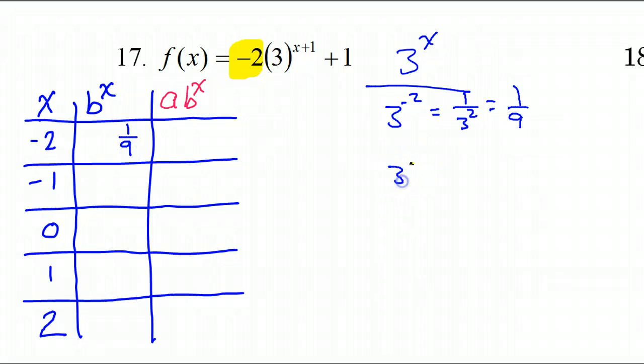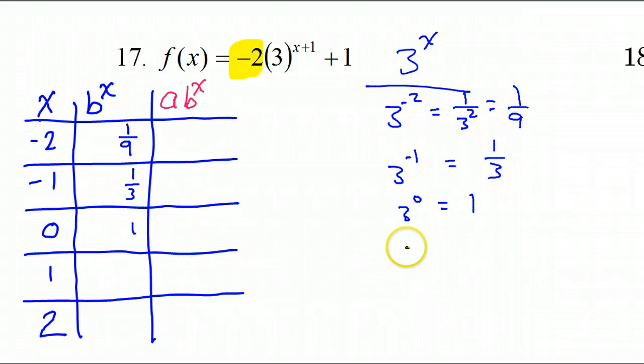Alright, and I'm doing 3 to the -1 power, which of course would just be 1/3. I know 3 to the 0 power is 1. If I do 3 to the 1 power, that's just 3. And if I do 3 to the 2nd power, that is 9. Okay, so this is my parent function.